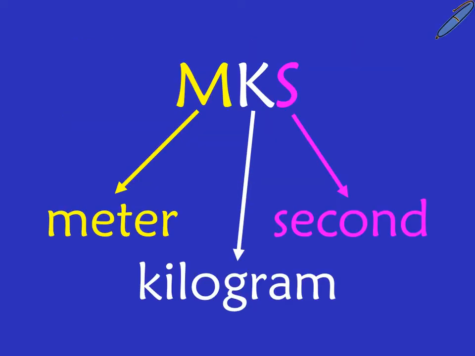MKS stands for meters, kilograms, and seconds. So MKS, meters, kilograms, seconds. That means most everything that we use in this class will break down into meters, kilograms, and seconds, at least for the first half of the year.